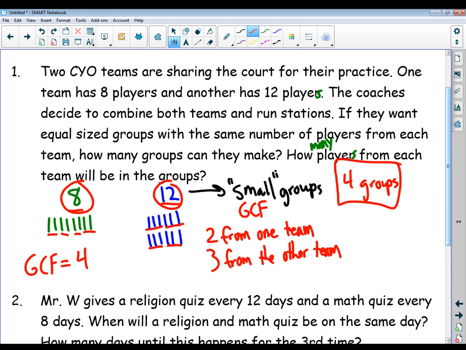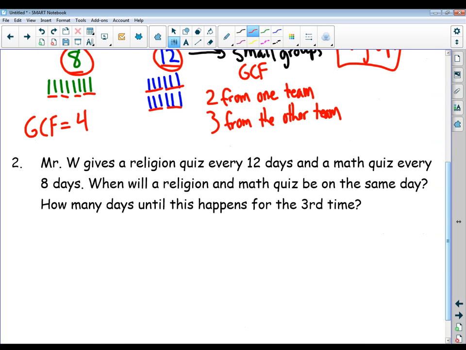Now let's compare and contrast that with this one right here. Mr. W gives a religion quiz every 12 days and a math quiz every 8 days. When will a religion and math quiz be on the same day? Now, we're not trying to break down these days. We're thinking about, so on the 8th day, there's a math quiz, and on the 16th day, there's a math quiz. On the 24th day, there's a math quiz.